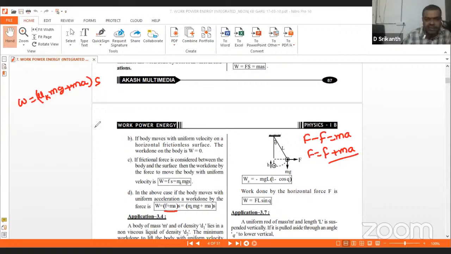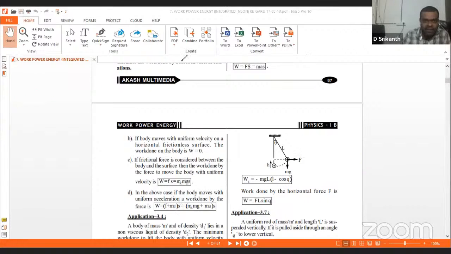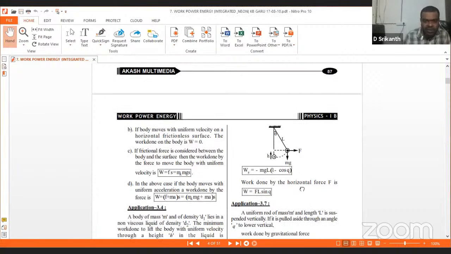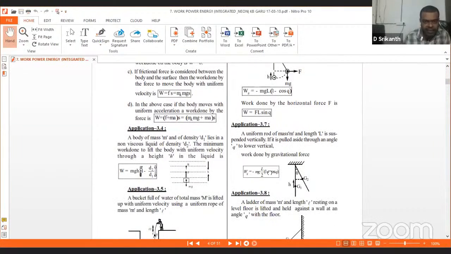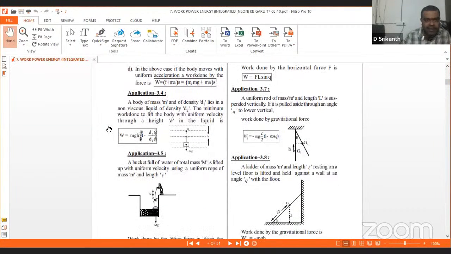This applied force F is equal to mu k mg plus ma. The direction of applied force and direction of displacement are along the same direction. Okay, fine. Next, application 3.4.